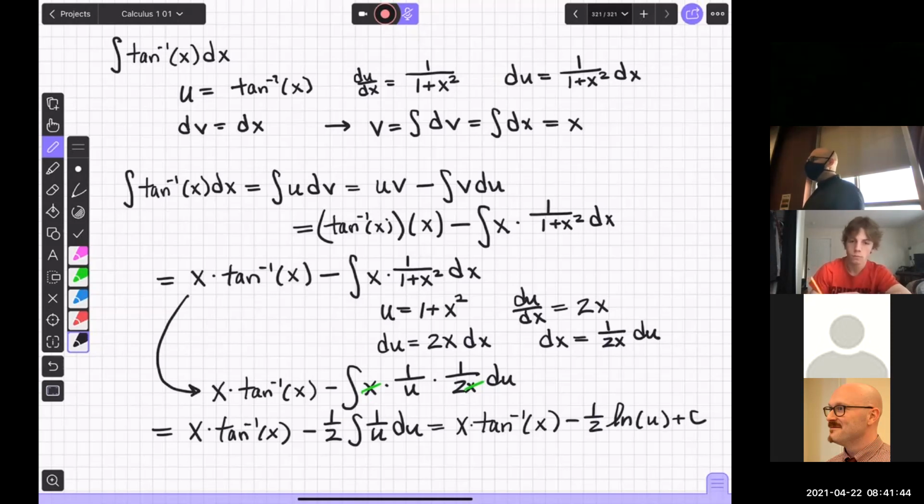Now, which u do I use? Do I use u that's the inverse tangent? No, not that u. Why is it not that u? Yeah, I have to finish the step that I'm actually in. The step that I'm in is u substitution.